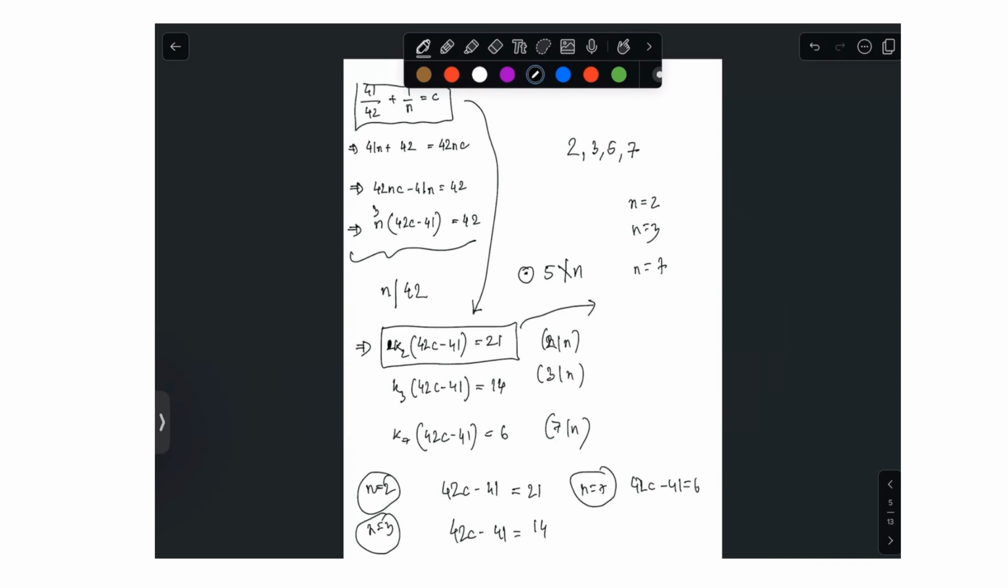So can n be 2? If n is 2, then this has a solution. But does this have a solution? That means c is an integer. C should have a solution. That means 21 plus 42 is 62 divided by 42. So it's not. So what does this tell you?